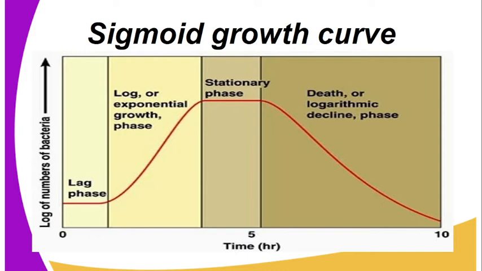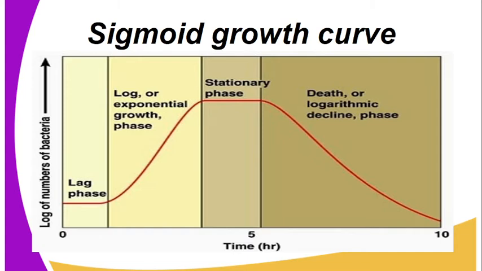The third reason is food and other factors are not limited. There is no competition in this phase. And then the fourth one, the death rate is very low. So you can see in the exponential phase, the growth rate increases rapidly due to the reasons that we've said.